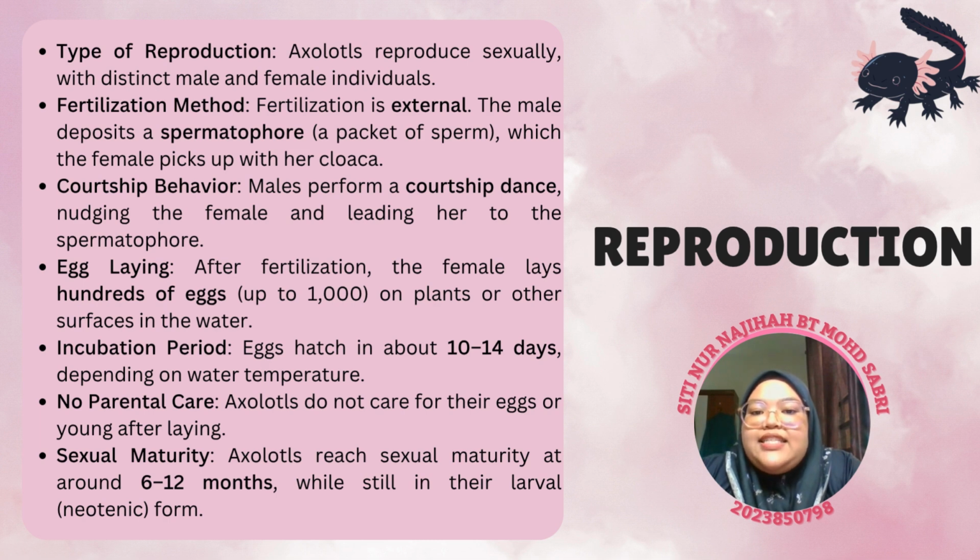Egg-laying: after fertilization, the female lays hundreds of eggs, up to thousands, on plants or other surfaces in the water. Incubation period: eggs hatch in about 10 to 14 days, depending on water temperature. No parental care: axolotls do not care for their eggs or young after laying. Sexual maturity: axolotls reach sexual maturity at around 6 to 12 months while still in their larval or neotenic form.